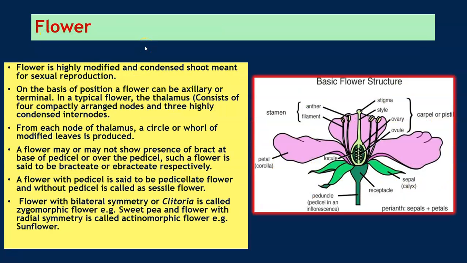Flower. Students, we are all aware of the typical characteristics of a flower, but let's get a quick recap about it. A flower is a highly modified and condensed shoot meant for sexual reproduction. On the basis of position, a flower can be axillary or terminal. In a typical flower, the thalamus consists of 4 compactly arranged nodes and 3 highly condensed internodes.